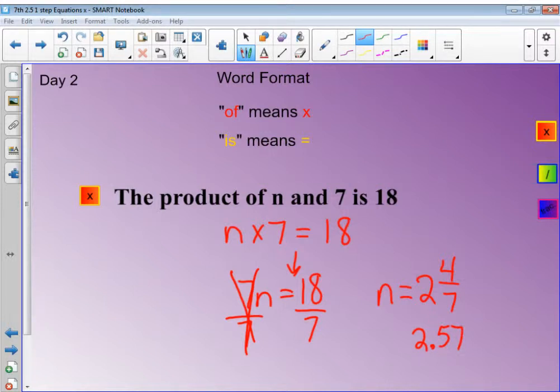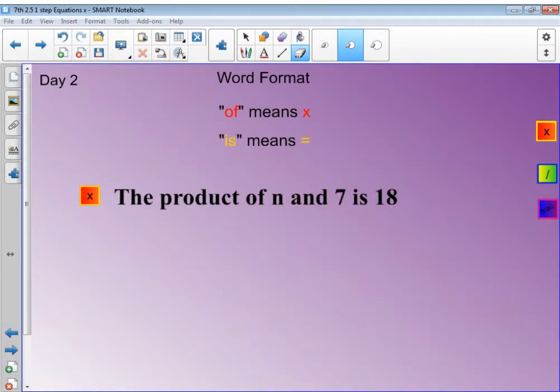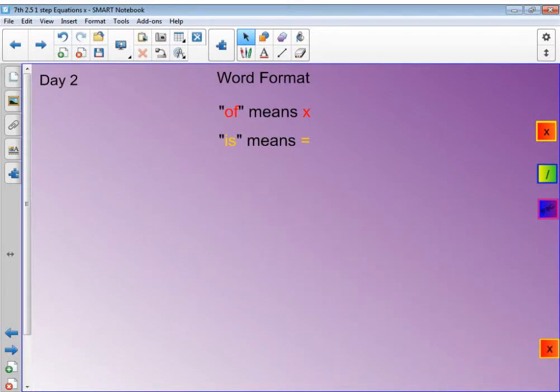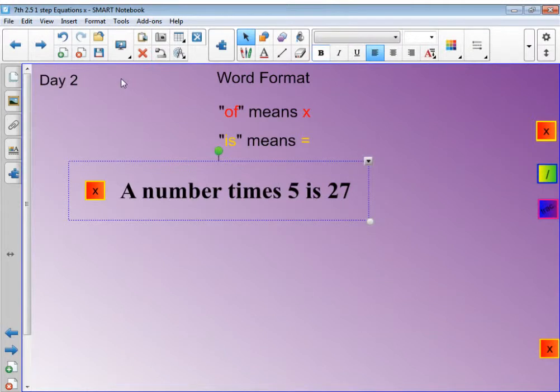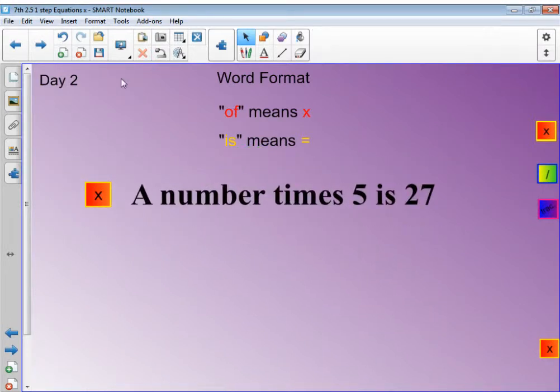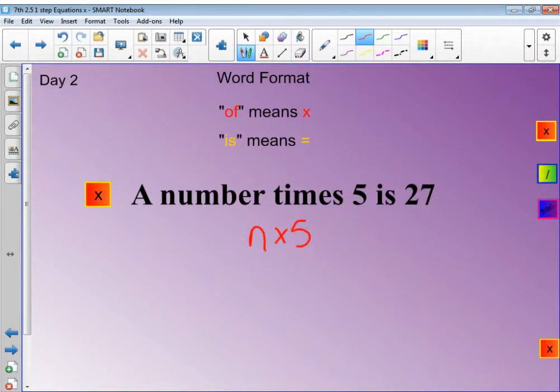Okay? All right, so let's try another one. So the second part of this is going to be similar to what we were doing. The new part is getting the words written out. So that one used the word product for multiplying. Here we have a number times 5 is 27. So you guys are used to seeing it like this, 5 right next to the n equals 27.